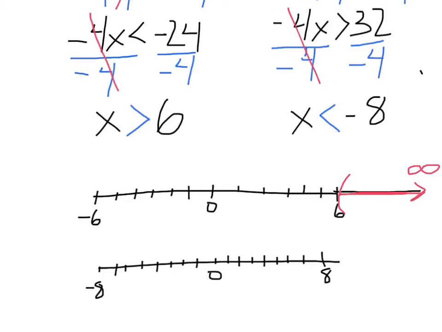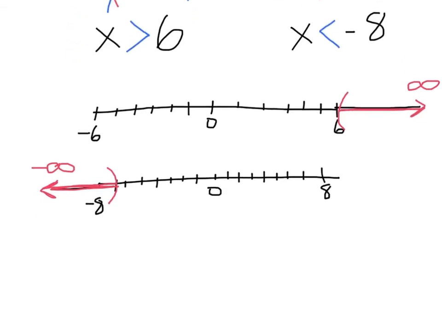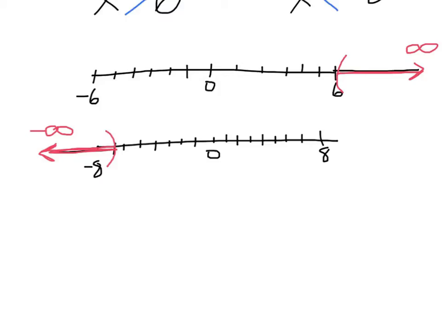So then over here we've got x less than negative 8. So again, no straight line, so we're going to go with the parentheses. And less than is to the left. So now we're going to negative infinity and beyond. Okay? So those are the two graphs.